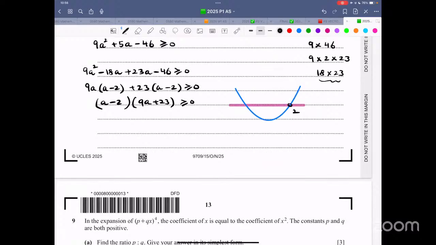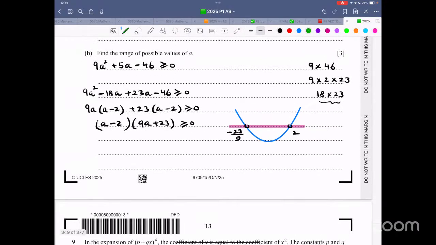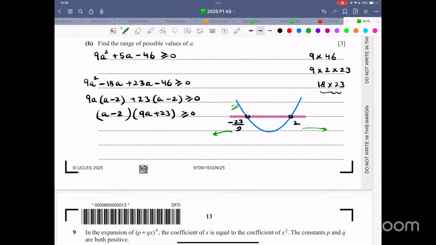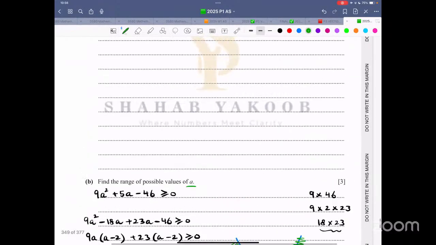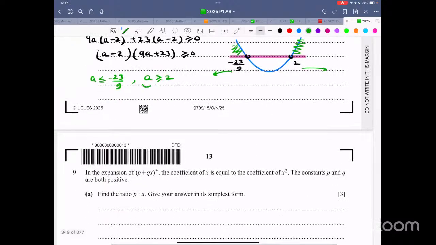So this is positive 2. This is negative 23 over 9. And the inequality answer is this. That is extreme right, extreme left, because this is greater than or equal to 0. So therefore, a is greater than or equal to 2 and a is less than or equal to minus 23 over 9. Find the possible values of a. So we know that a has to be positive. So this is the correct answer. a is greater than or equal to 2.